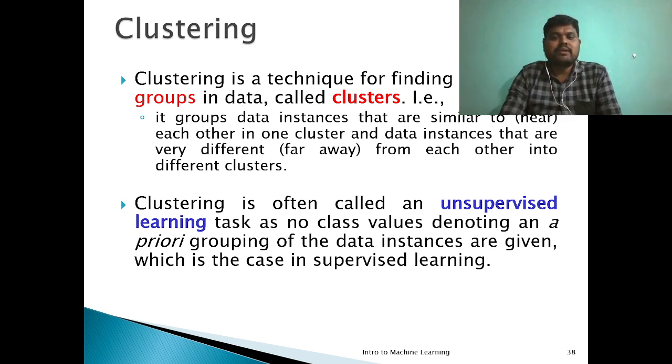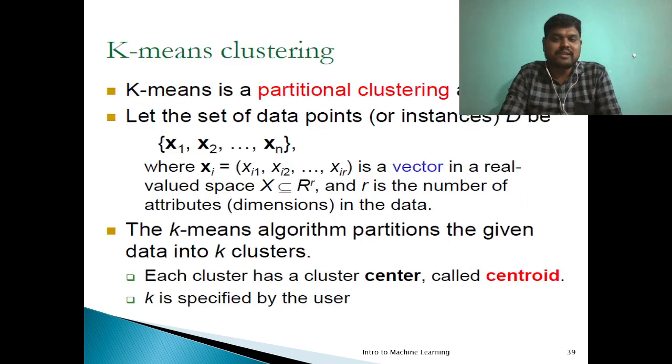So the similarity within the group should be small, whereas the similarity between two clusters should be more. So this is the basic idea of clustering, right? So in clustering, we have k-means clustering, a priori, and different types of k-medoid clustering, right? So k-means is one of the popular and simple clustering algorithms.